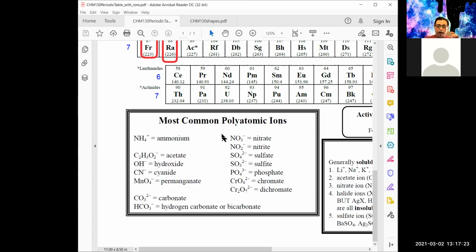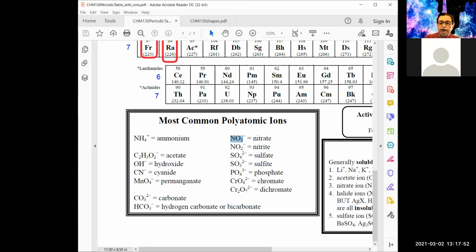For example, NO3 negative. Okay, that is called the nitrate ion, polyatomic ion. And then right below it, we have NO2 negative. Both have the same charge, but it has a different name, called nitrite, because it has one less oxygen than the nitrate.